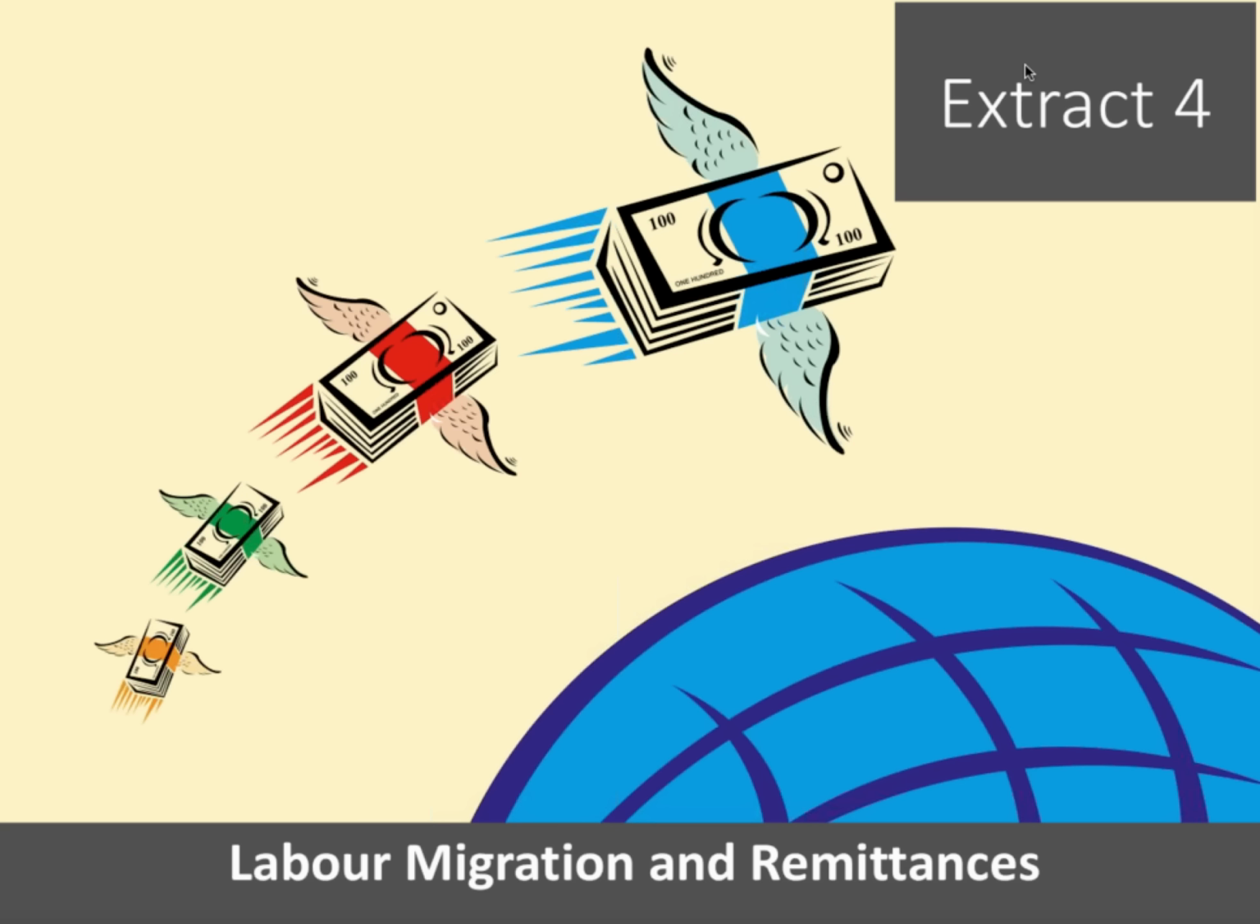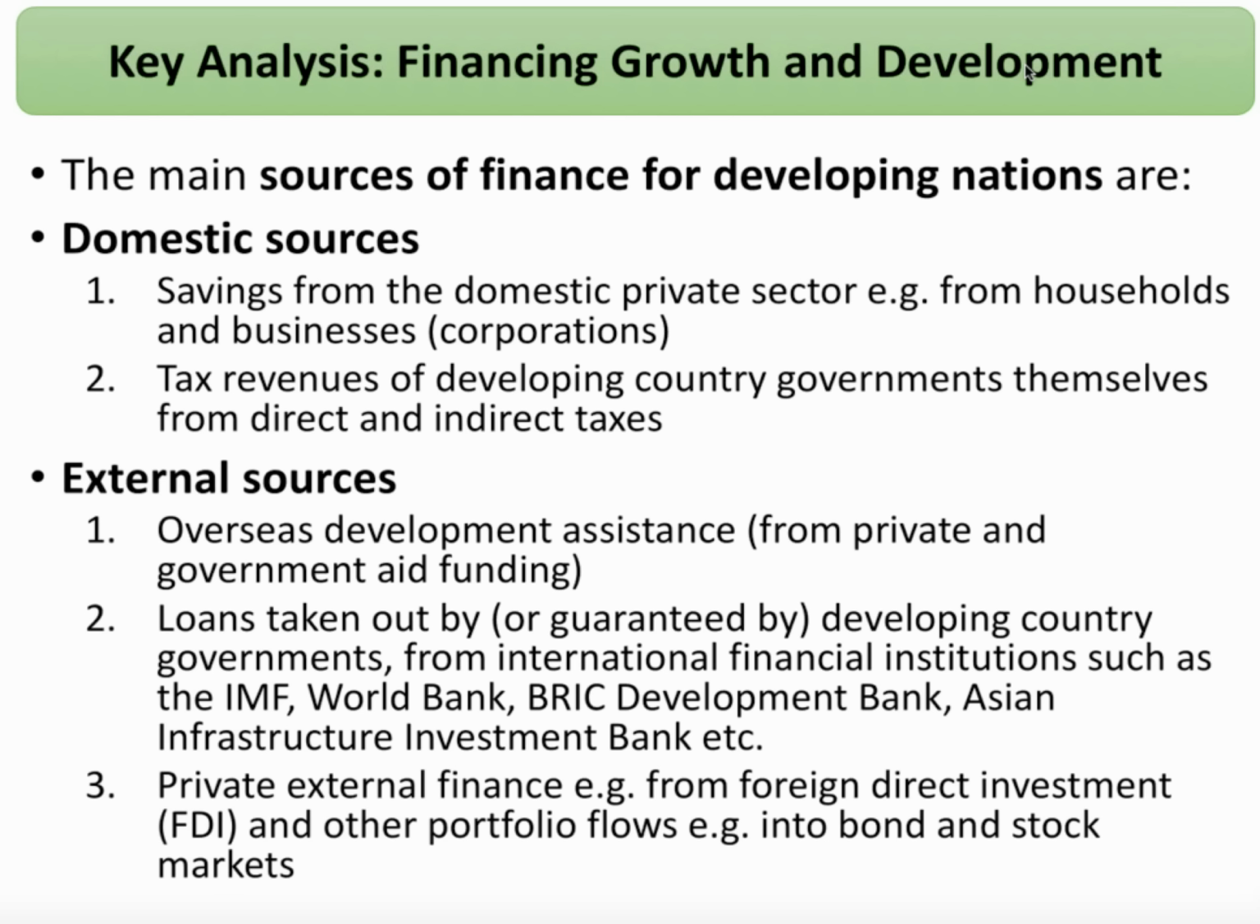Hopefully by the end of this session, you'll be a little bit more confident on some of the big issues that figure prominently in Extract 4. Taking half a step back, what is Extract 4 basically about? It's essentially about how lower and middle income countries, including the likes of Zambia, can attract the finance needed to sustain their growth and also their development.